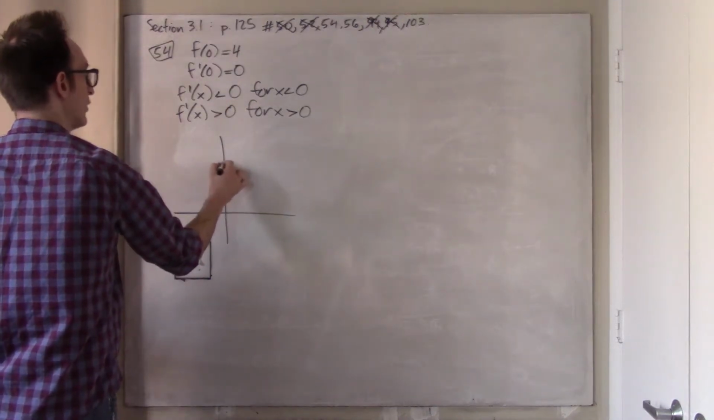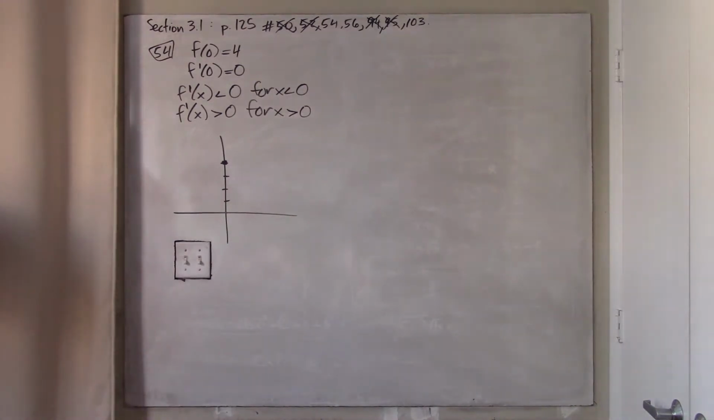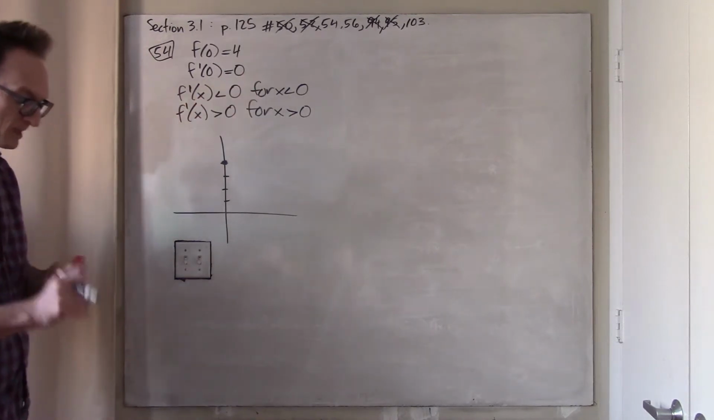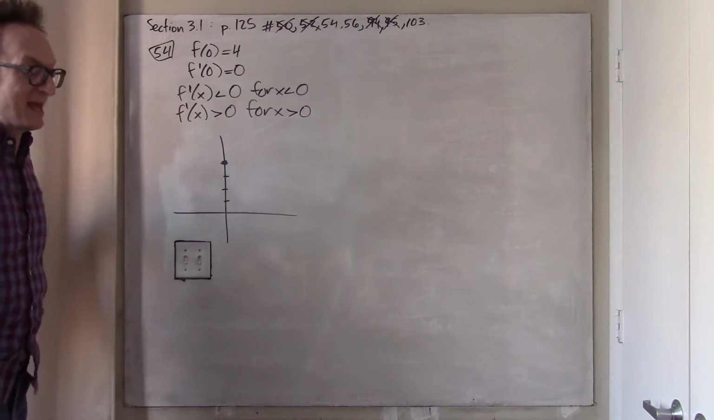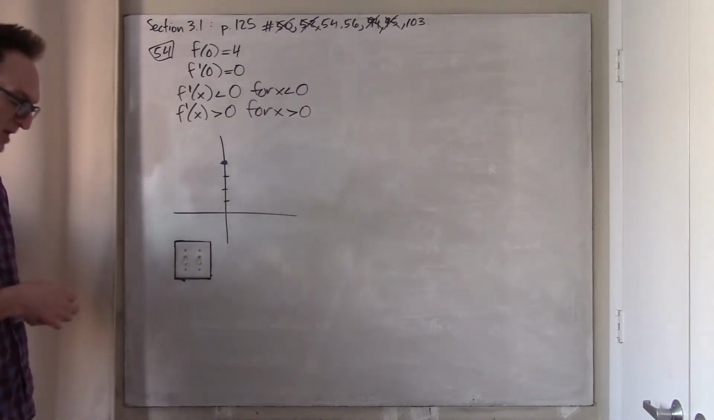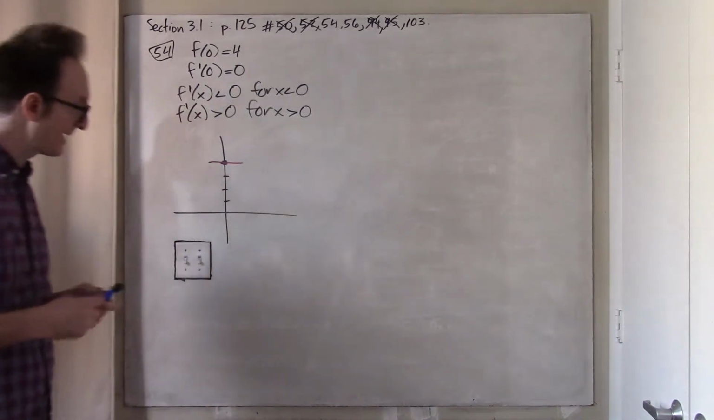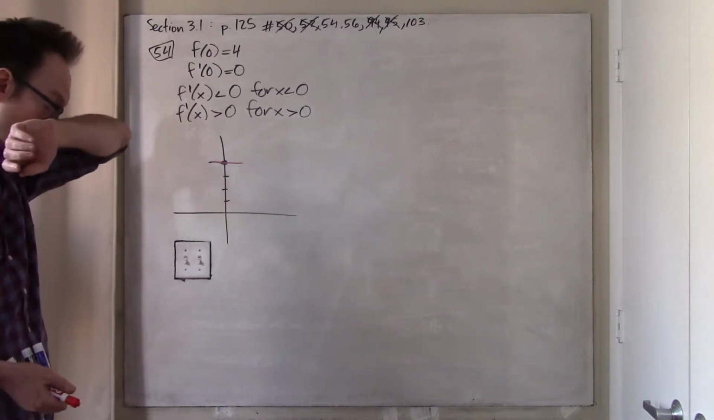If f of 0 is 4, then I have a dot here. If the derivative of f at 0 is 0, then it means that the slope of the tangent line to the curve is 0 at x equals 0. So I can draw a little tangent line here, and I know that the tangent line is going to have slope 0, in other words, be horizontal.